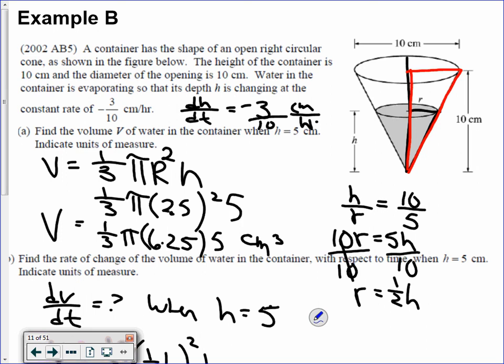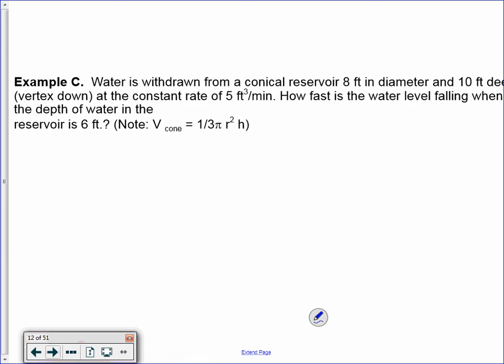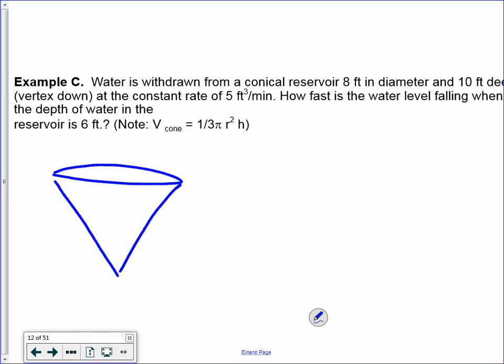Okay, we'll try one more of these. So cones, you always want to remember similar triangles, you know, that this is what comes up. So the last one here, C. Water is withdrawn from a conical reservoir, 8 feet in diameter and 10 feet deep, vertex down. So here, this is like a container, it's a reservoir, it holds something. And inside of it, you've got water. Right?